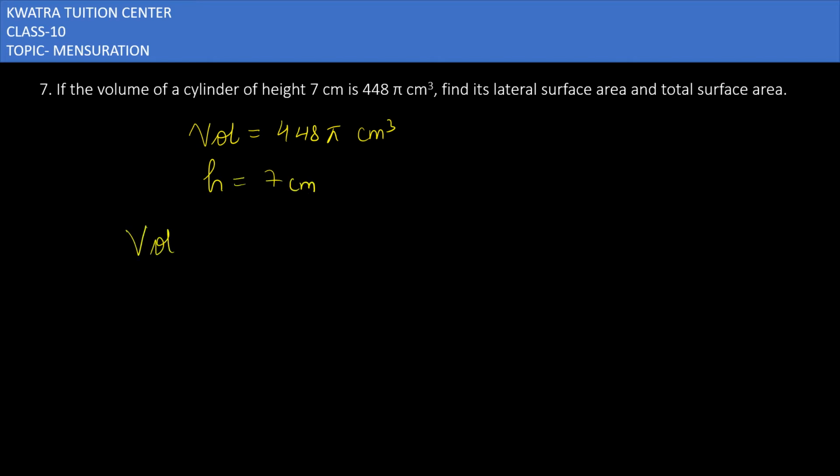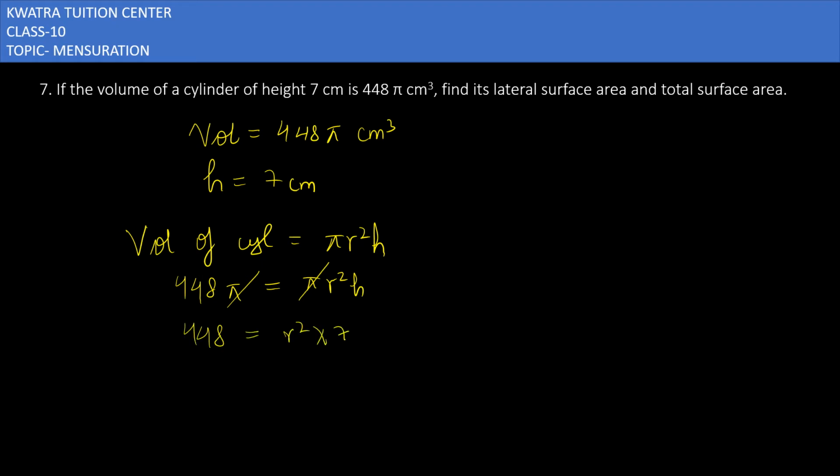Now what is our volume equal to? Volume of cylinder is equal to what? It is equal to pi r square h. Volume of cylinder is equal to 448 pi and on the right side we have pi r square h. So we can cancel pi with pi and we can put the value of h in it, which is 7. R square you will keep as it is, in place of h you will put 7, and then you can reduce it.